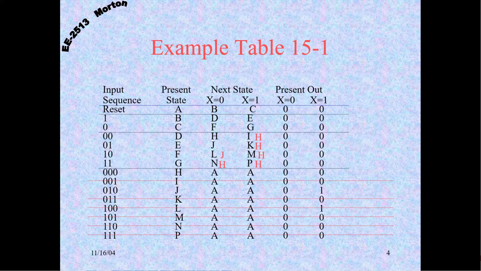So now what we do is we inspect it again. Now we've changed some things. Maybe we can find some redundant states. Well, what about D, that's H and H, and G, now that's H and H? And what about E, that's J and H, and F, that's J and H? So we can eliminate F and substitute in D. We can eliminate G and substitute in D.